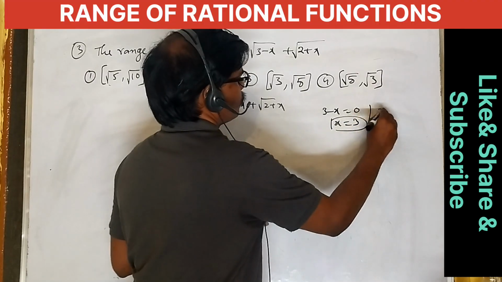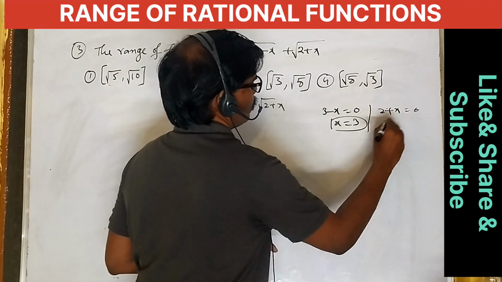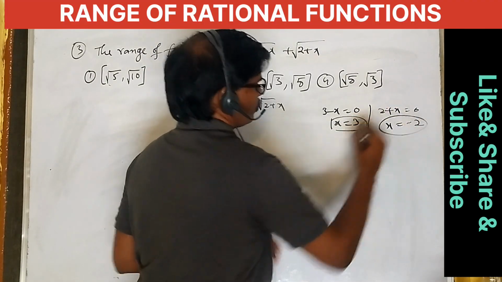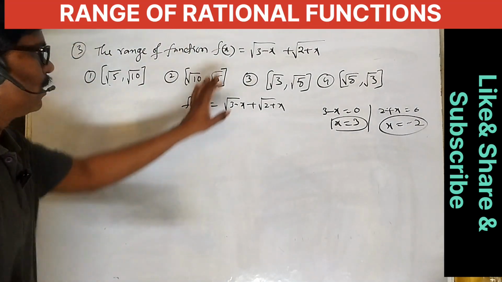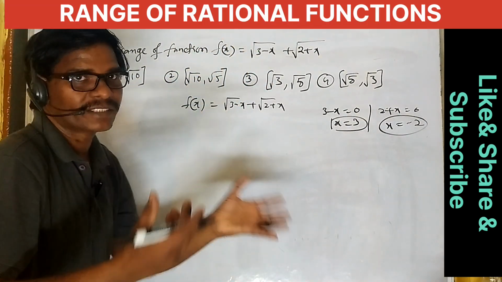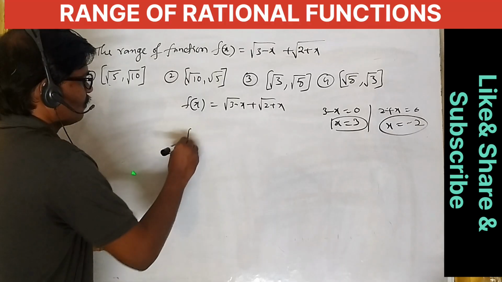Next, the other one: 2 + x = 0. What is the x value? x is equal to −2. These are the two values of x. Okay, given the function, we take the differentiation of the given function with respect to x.